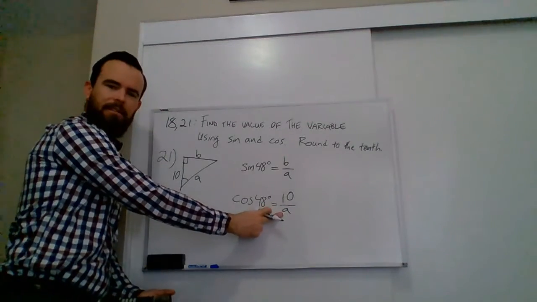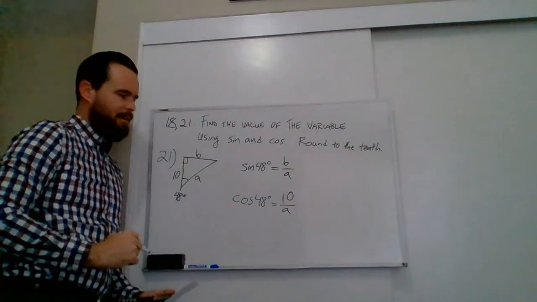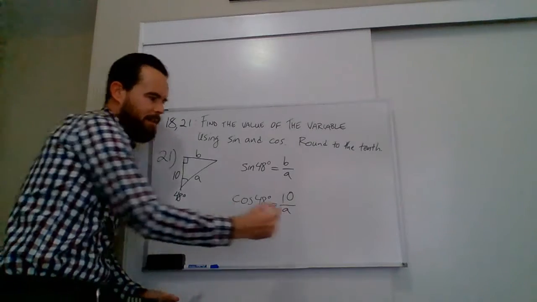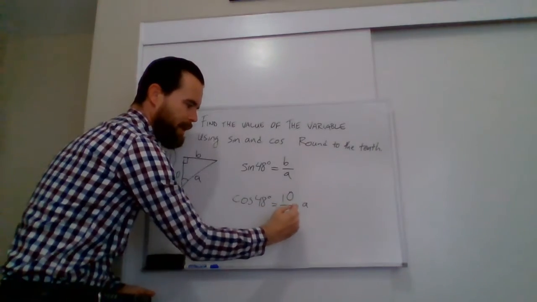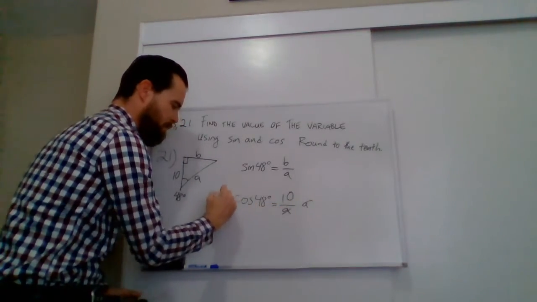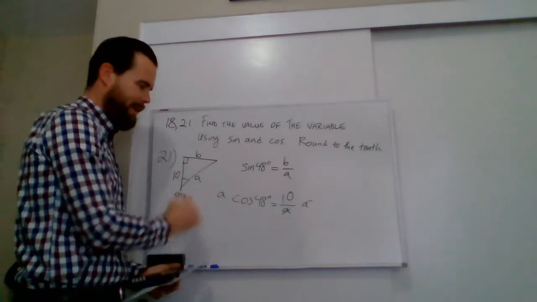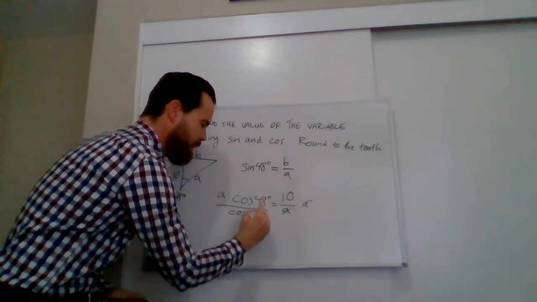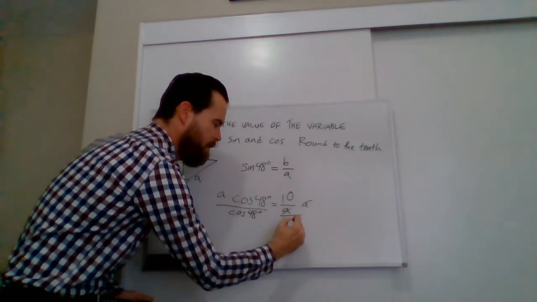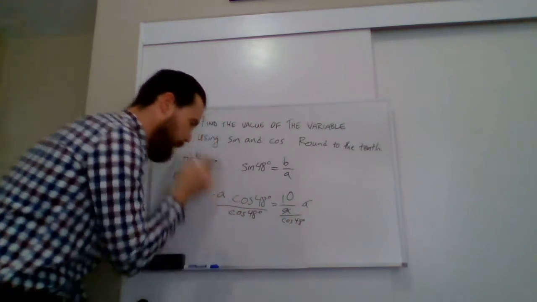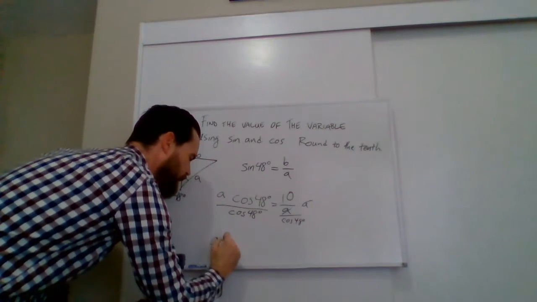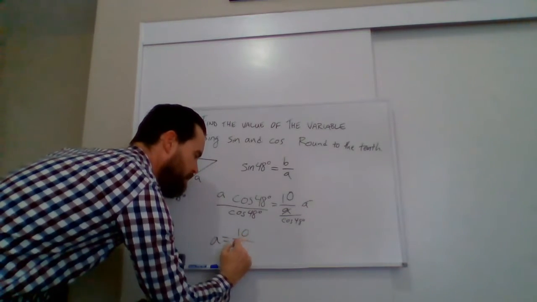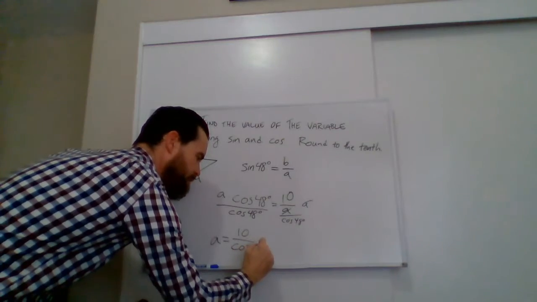We only have one variable now in our equation, so we can solve for that one. Multiply both sides by A. We want A on top. Now we want to get it by itself. So we'll divide both sides by cosine of 48. And we have A equals 10 divided by cosine of 48.